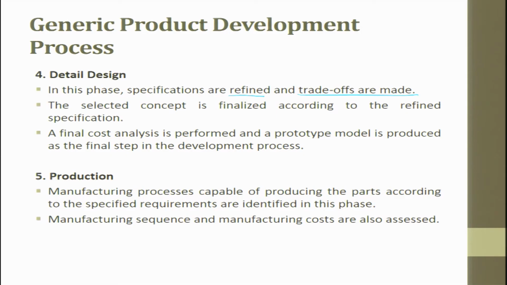So, when it gets into production, we look for machine tools, we look for tools, we look for jigs and fixtures, we look for material and other things. The manufacturing process capable of producing the part according to the specified requirements is identified in this phase. Manufacturing sequence and manufacturing costs are also assessed.